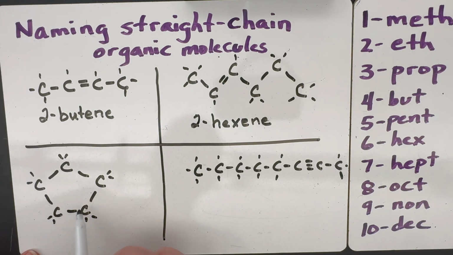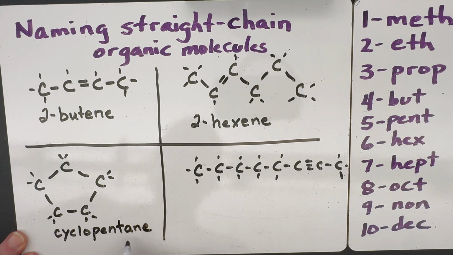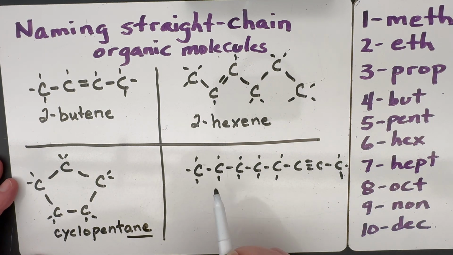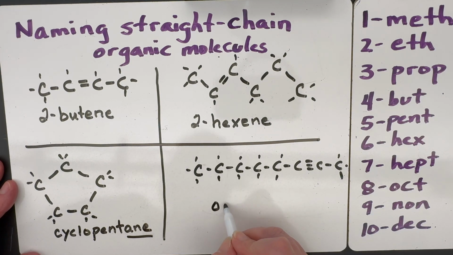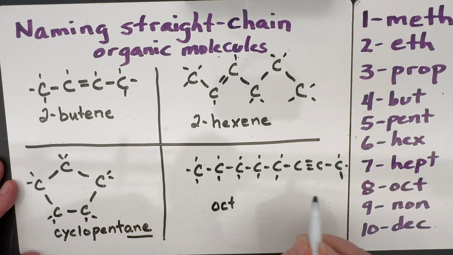Next one has 5 carbons in a ring. Ring is cyclo. 5 is pent. And all single bonds, so A-N-E for single bonds. Our next one is 1, 2, 3, 4, 5, 6, 7, 8, which is oct. We have a triple bond, which is YNE.